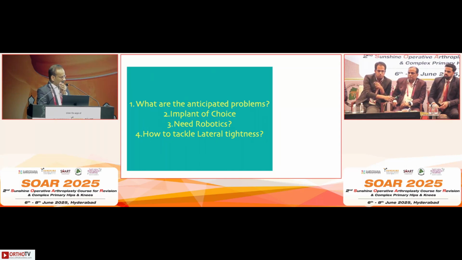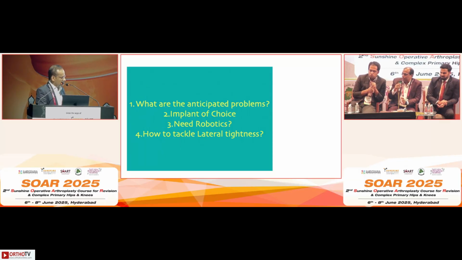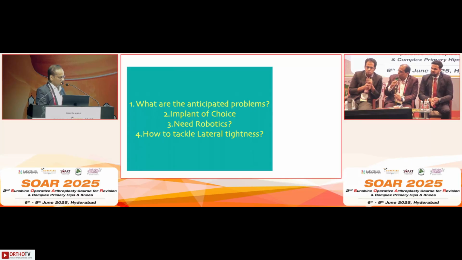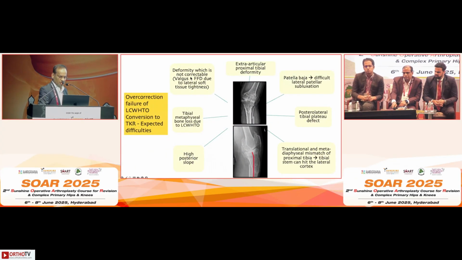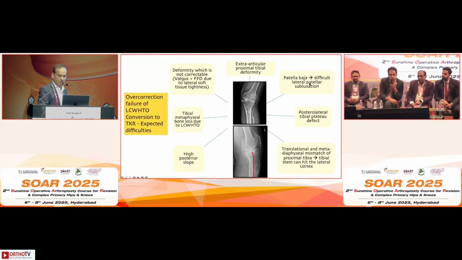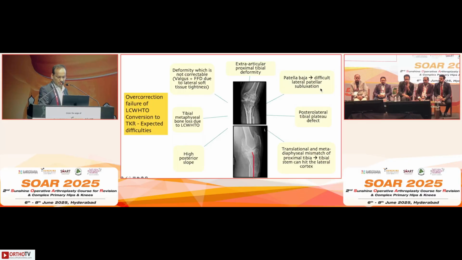So will you prefer to have some technologies like robotics in this case or just conventionally manage? Or will you feel any extra advantage with the technology? Yeah, robotic will definitely give additional advantage in calculating the rotational issues and also the flexion extension gap management. So these are some of the anticipated problems we already discussed. The deformity which is not correctable, the tibial metaphyseal bone loss due to the lateral closing wedge osteotomy. There's a high posterior slope. There's an extra-articular proximal tibial deformity, as very well mentioned, the patella baja. So having a difficulty in patellar eversion, the posterolateral tibial plateau defect, and translational and metaphyseal mismatch of the proximal tibia.